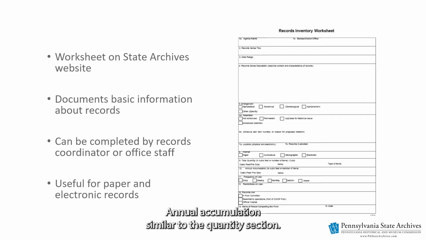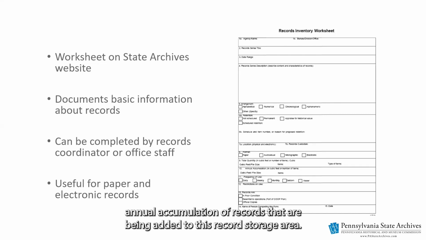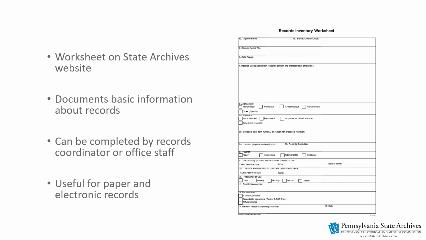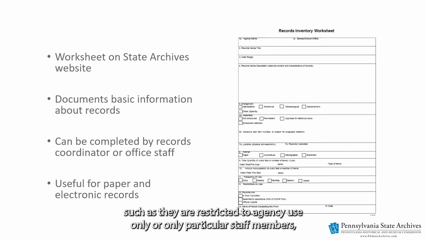Annual accumulation. Similar to the quantity section, enter the estimated annual accumulation of records that are being added to this record storage area. If records are inactive and no additional records are being created, you can enter 0. Frequency of use. Enter how frequently staff are accessing these records on a daily, monthly, or annual basis. Restrictions on use. Enter any known restrictions on the use of these records, such as they are restricted to agency use only or only particular staff members.